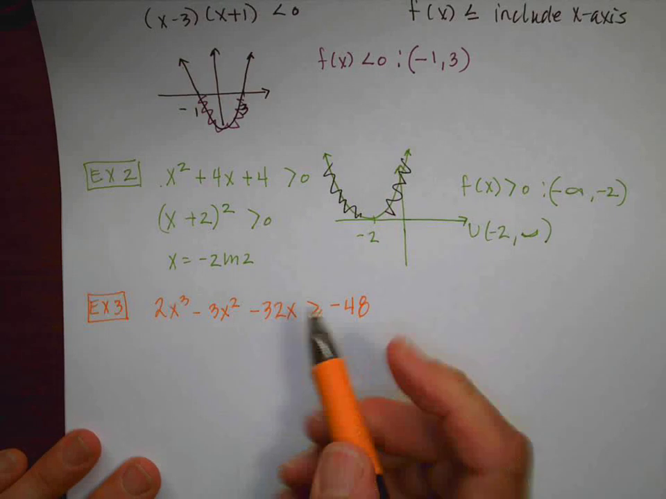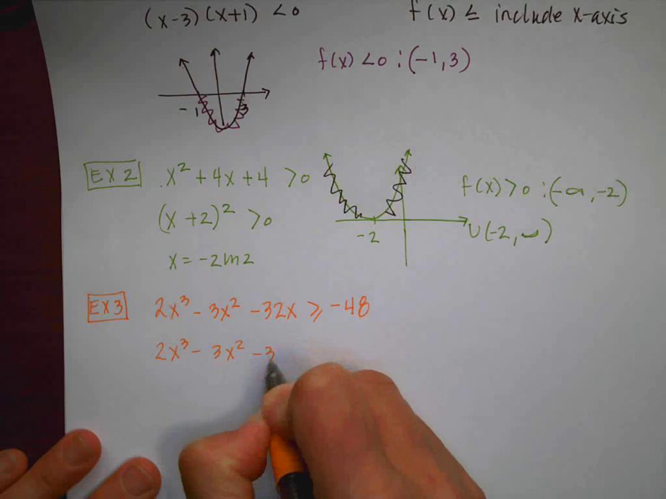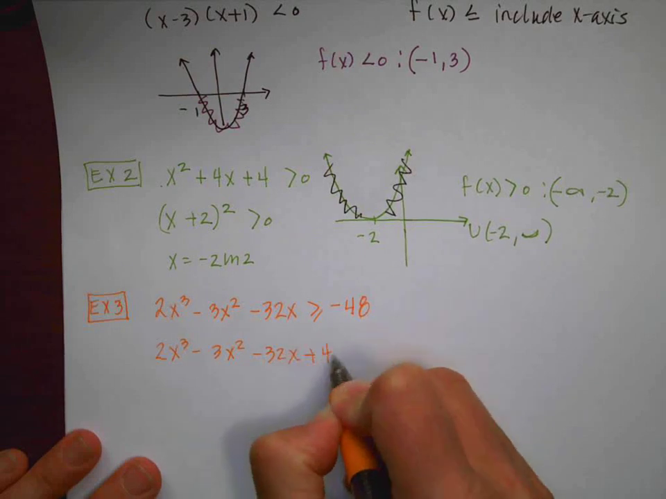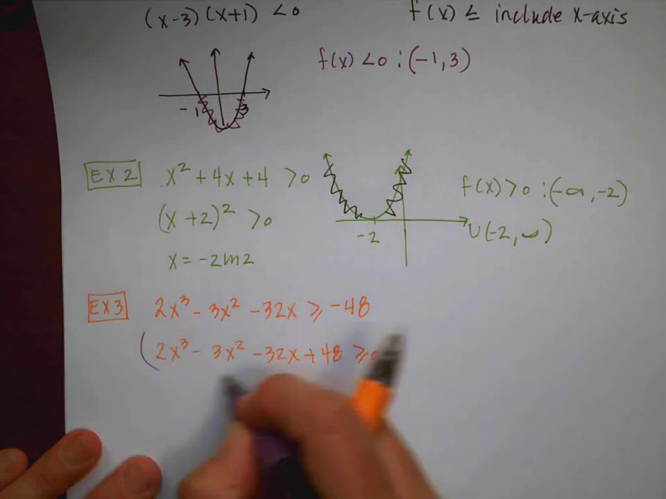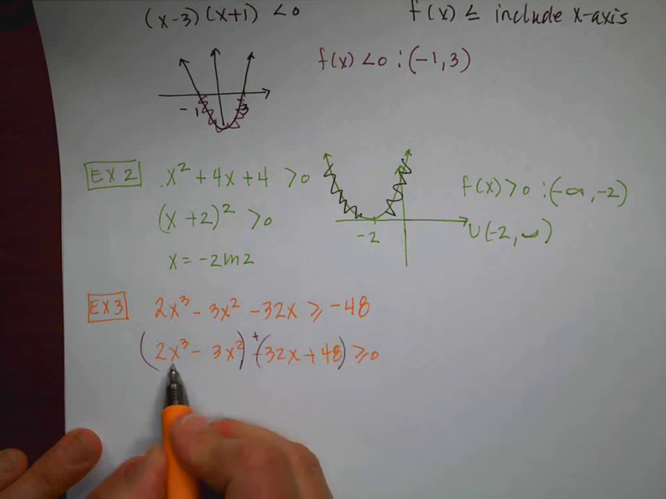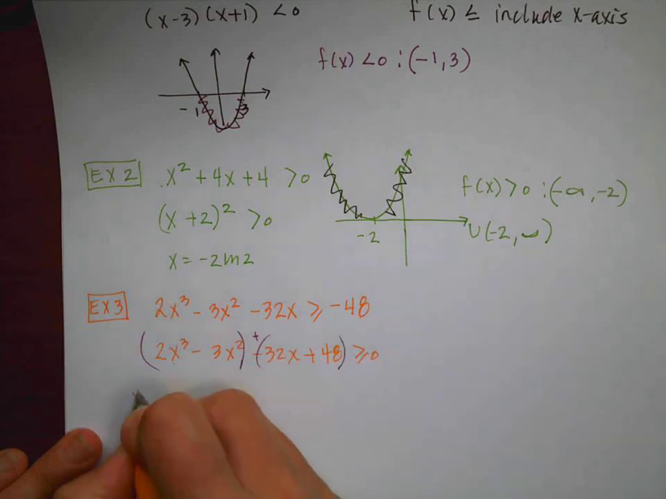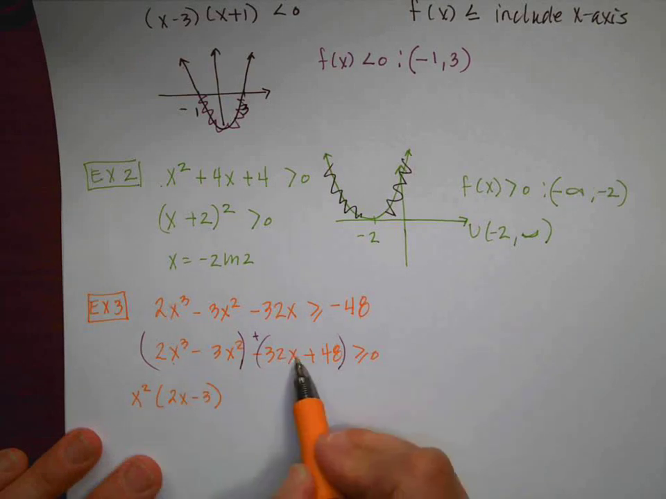So for the third example, I have 2x cubed minus 3x squared minus 32x is greater than or equal to negative 48. Nothing like just jumping right in. So I'm going to move this to the other side: 2x cubed minus 3x squared minus 32x plus 48 is greater than or equal to 0. And then I'm going to solve this particular function by grouping. In the first group, I'm going to take out an x squared, and I get 2x minus 3.